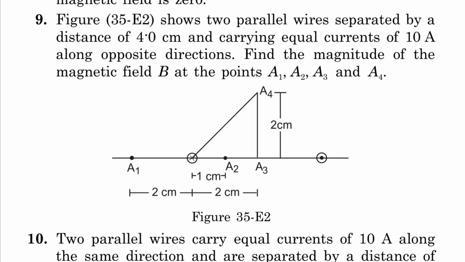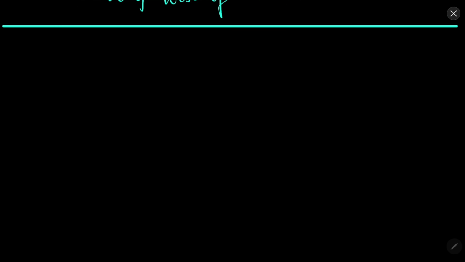In question 9, we have this figure which shows two parallel wires separated by some distance, 4 centimeter, and carrying equal currents along opposite direction. We need to find magnetic field B at points A1, A2, A3 and A4. So this is the 9th one.